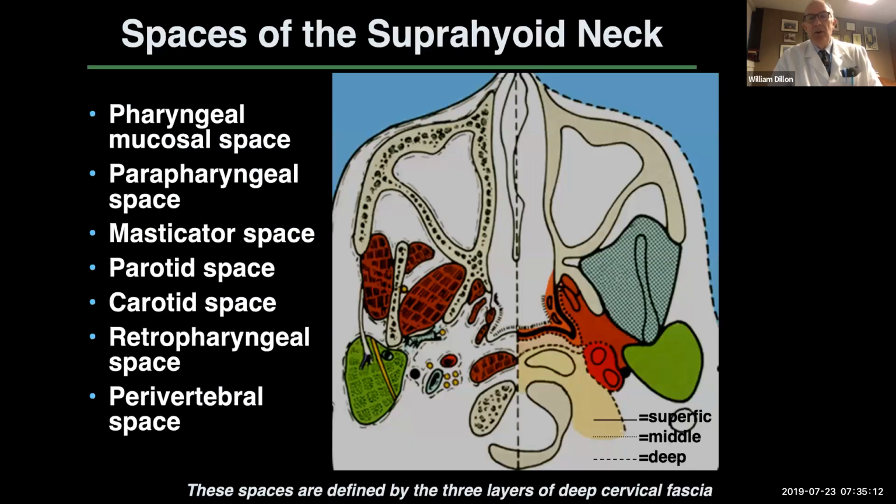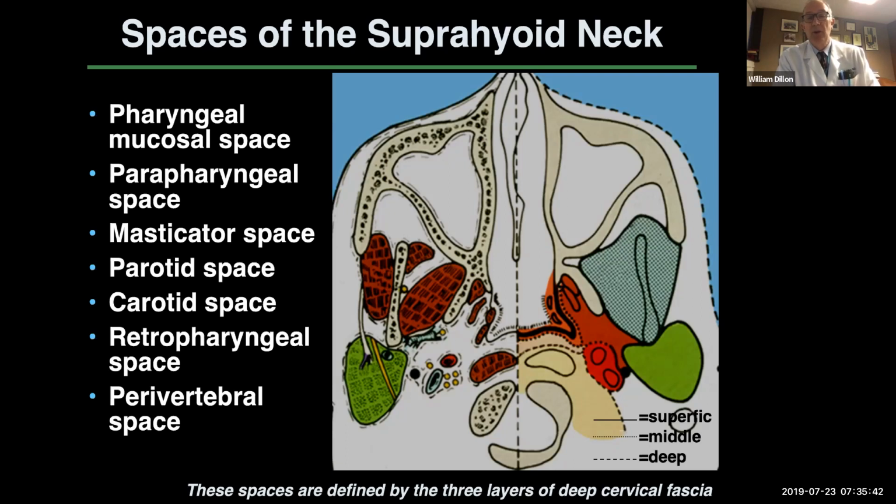So what we're going to talk about today is the anatomy and pathology of the head and neck. That is below the skull base, but above the thoracic inlet. And we can think of this as a group of fascial spaces shown here on this slide, where you can understand anatomy and pathology as it arises in these spaces.